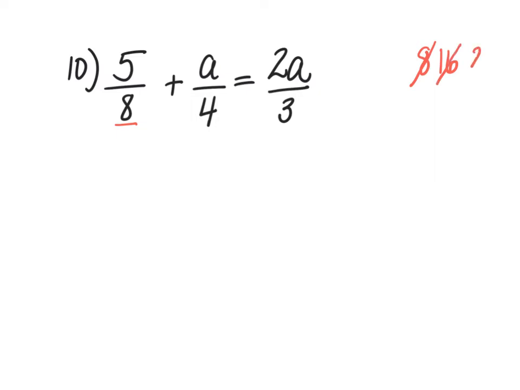So now I use 24. 24 divided by 4 works. 24 divided by 3 works. So 24 is my LCD. So I'm going to pass out my LCD to all the terms in the equation.